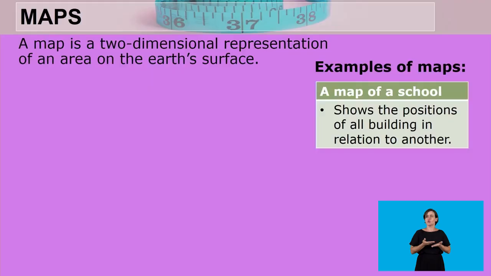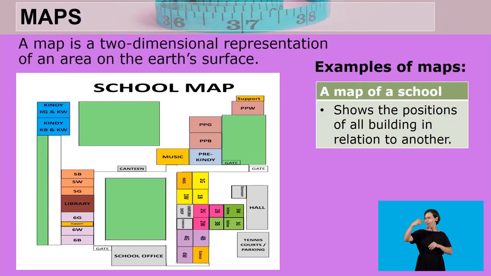So for an example of maps, we're going to look at a map of a school, which will show us the position of all buildings in relation to one another. So in a school, we will see the school office. You are given there the school office. You are given that this is the music class. They've got the different classes there. We've been given the number of gates there. We've been given that there's a library.